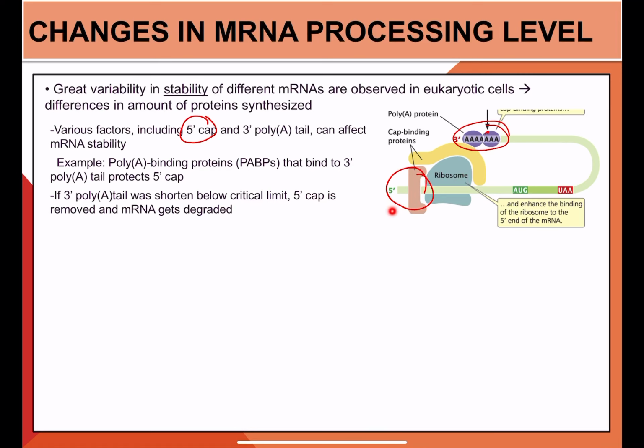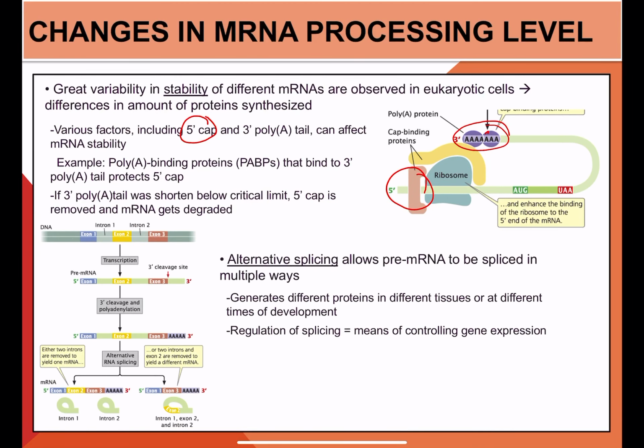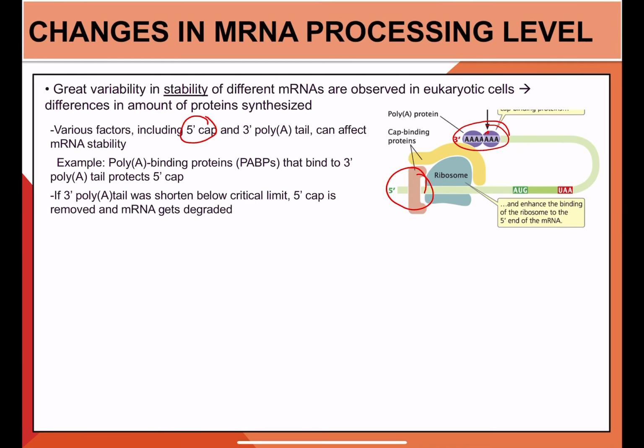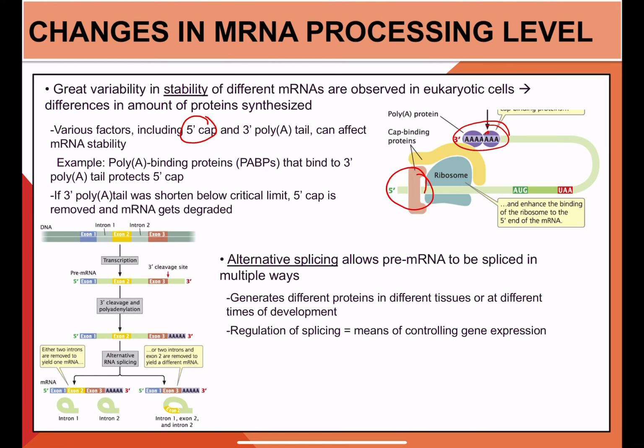So that's why these two things are very critical for the stability of the mRNA, and hence they play a role in how often that gene is expressed. But with the details of how alternative splicing is regulated, we won't talk about that. Just to remind you, alternative splicing is the other way we can modify how a gene is expressed.